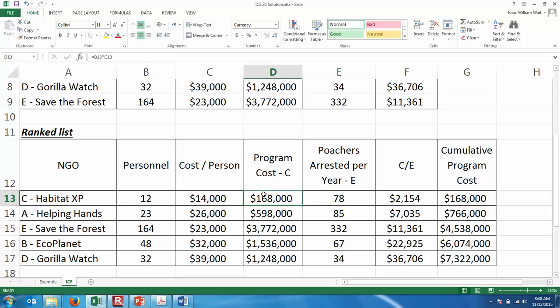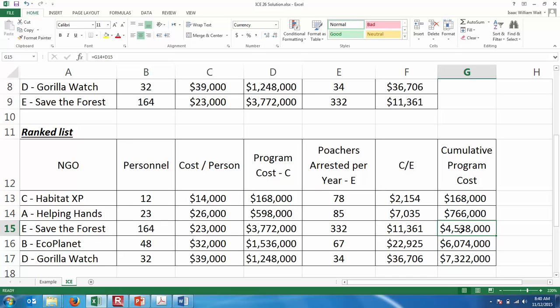So here's the program cost individually, and then this is the cumulative program cost. If I have both organizations, if I try to pay for Organization C and Organization A, then it needs $766,000. So in the problem statement it says we have $5 million. So if we only have $5 million, we can do Organization C, A, and E. But we don't have enough money to pay for EcoPlanet. Maybe we can give our leftover money to EcoPlanet to help support them a part of the way, but depending on the circumstances, maybe that's possible, maybe it's not.